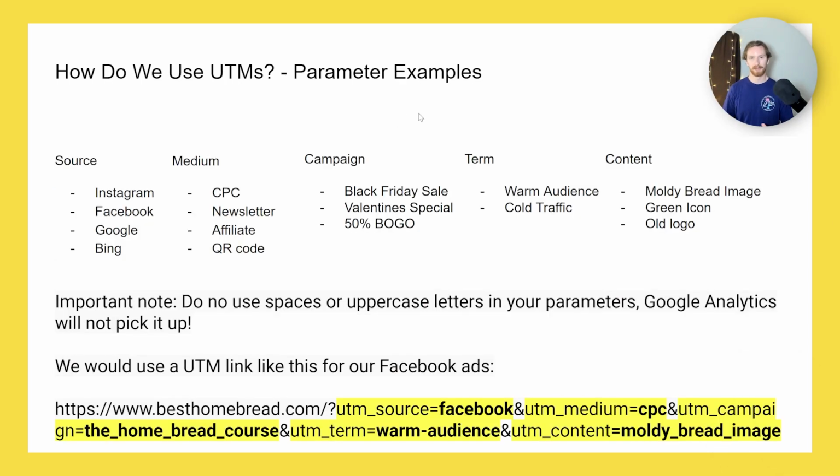So here's a quick breakdown of those parameters. Source could be something like Instagram, Facebook, Google, or Bing. It's the platform. Medium could be cost per click, your newsletter, affiliate, maybe a QR code, the technology behind it. You can think of it that way. Campaign could be a Black Friday sale, Valentine's special, or 50% buy one, get one. Term could be something like cold traffic or warm audience, however you want to reference your own work. It's to differentiate when you're doing your analysis. Content could be something like moldy bread image, green icon, old logo, and so forth.